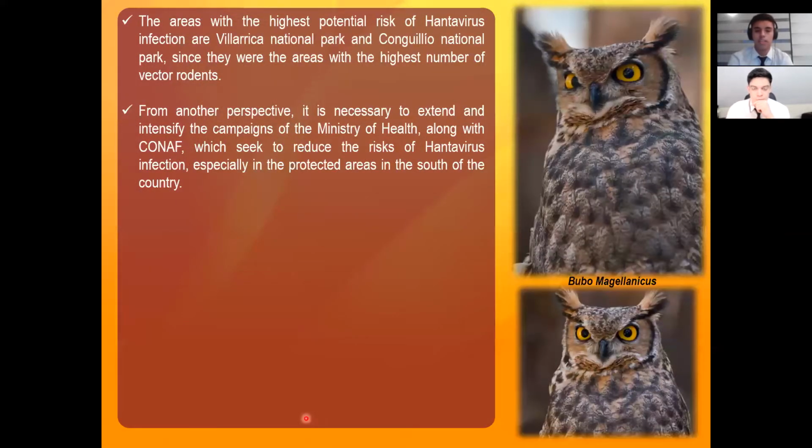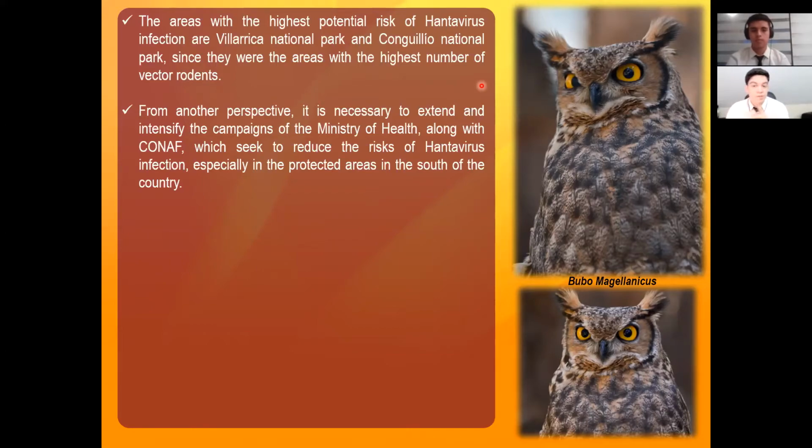In the north and the center, it is totally the opposite. The main vector is not that represented, its seropositivity in those zones is lower, and the conditions are not favorable, and there are fewer human settlements. The areas with the highest potential risk of contagion are Villarrica National Park and Conguillío National Park, because these were the areas with the highest number of vector rodents.